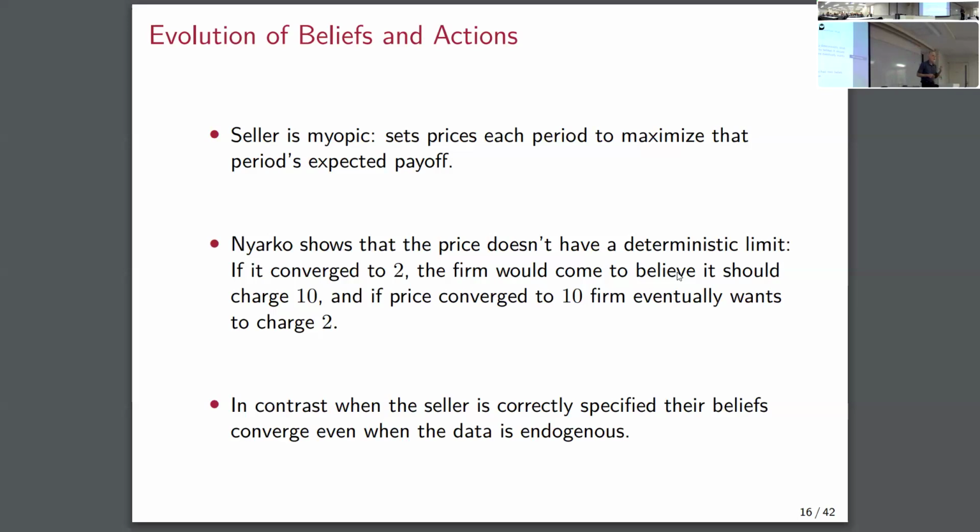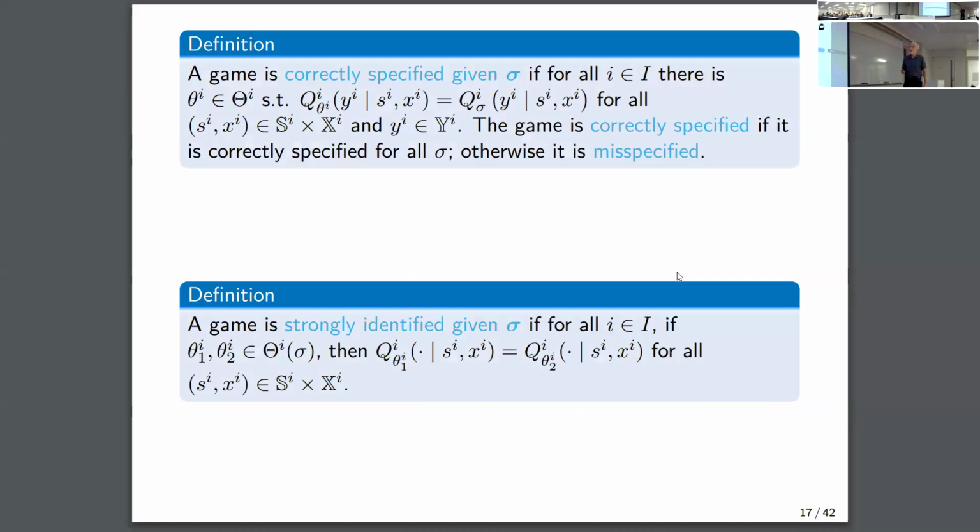Okay? So if the actions converge to two, the monopolist would get data that would say, oh, there's a very low price elasticity, you should charge price 10. But if you always charge price 10, the KL-minimizing distribution in the support of its belief would say, oh, demand is super elastic, you should cut your price and have more sales. So in fact, things oscillate. Whereas if a seller was correctly specified, their beliefs would converge. So in this setting, the game is correctly specified given a strategy profile sigma if for all players i, there is a model theta i that they think is possible such that Q theta i equals Q i sigma for all possible s i and x i.